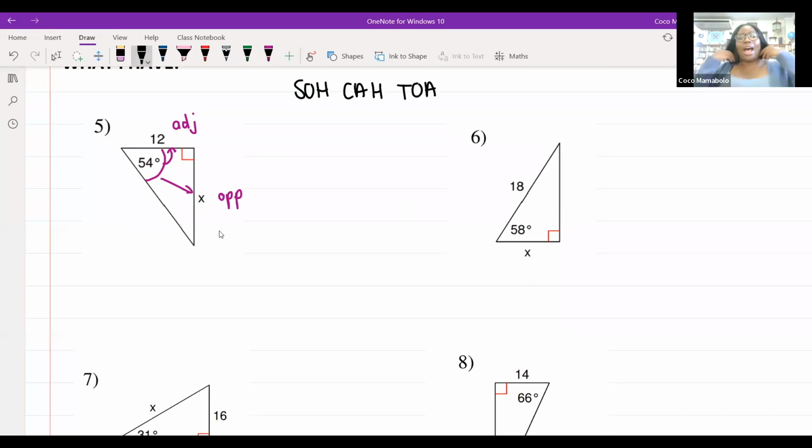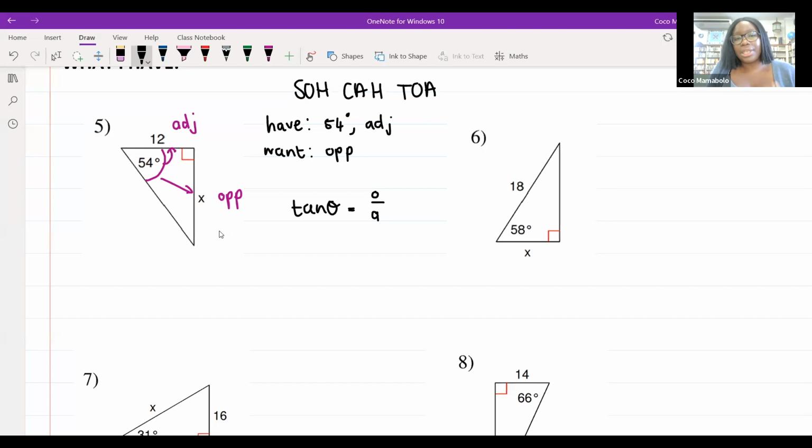I now know that I need to use something. I know that I want x, and I've got my angle, 54 degrees, and I've got my adjacent side. What do I want? I want my opposite side. Which one of my trig ratios uses opposite and adjacent? It's TOA. So we're going to use tan. Tan of theta is equal to opposite over adjacent.